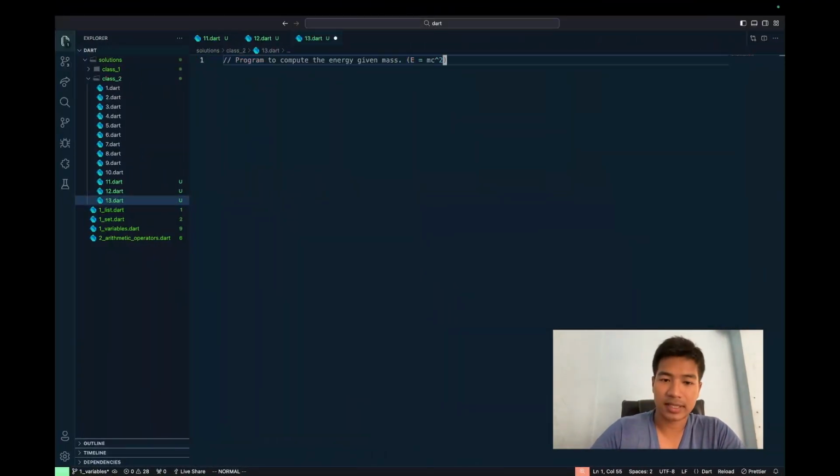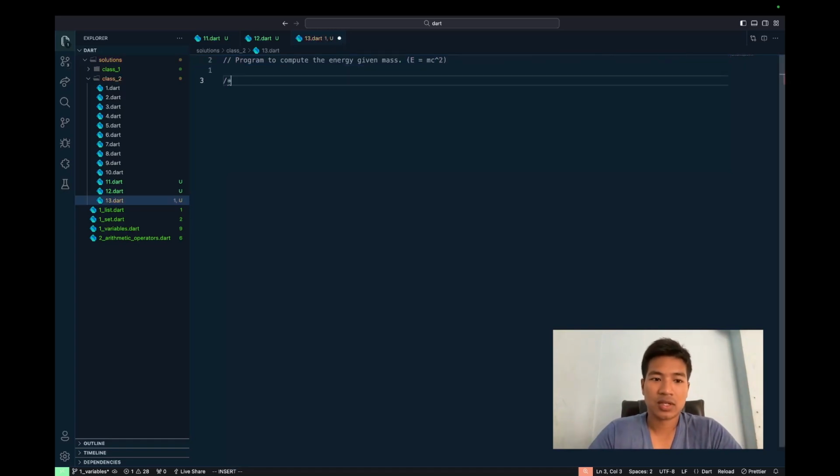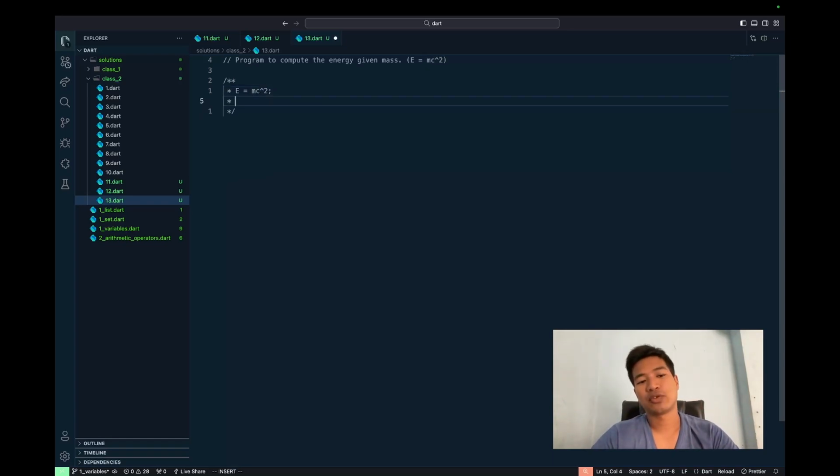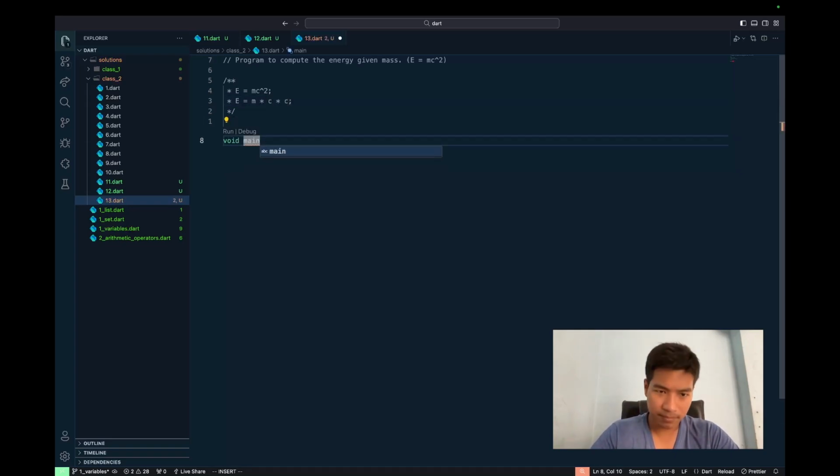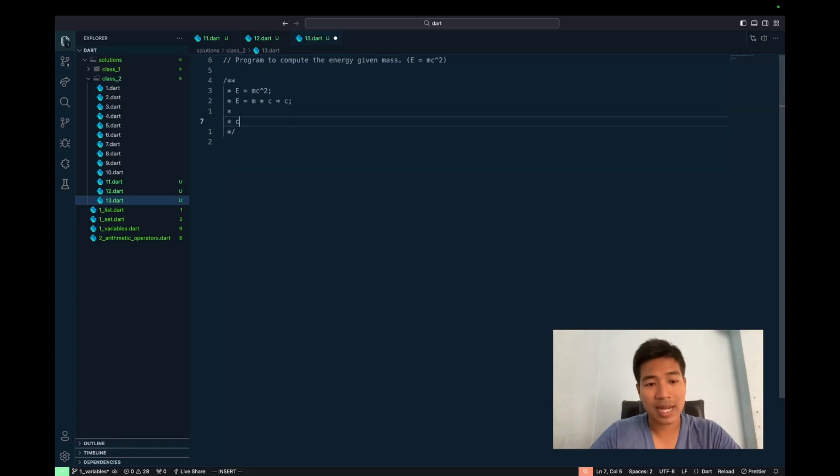Calculate energy given mass. Again the energy formula is Einstein's equation, E equals mc squared. So m into c into c. We have m as mass, and c is the speed of light, which is 3 into 10 to the power 8. Simply, write 3 with 8 zeros.